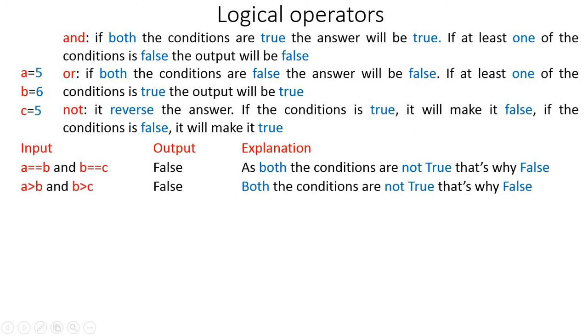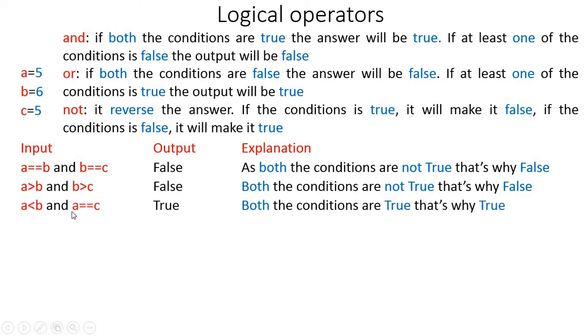The second, here also we have 2 conditions. A is greater than B, which is false. B is greater than C, which is true. So one of the conditions is true and one of the conditions is false. And we have used this AND operator. So here we say if at least one of the conditions is false, the output will be false.